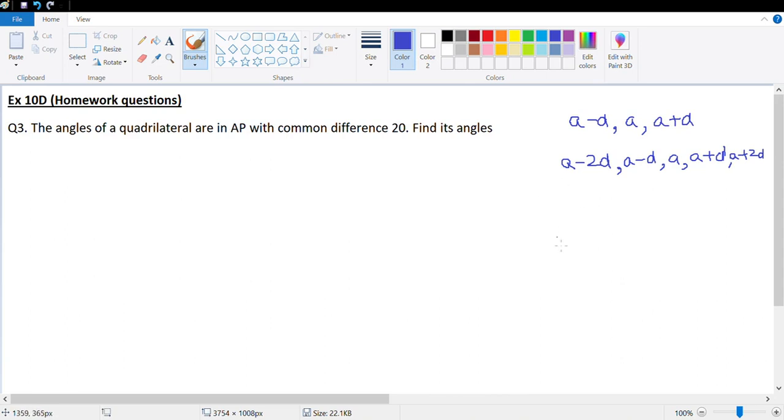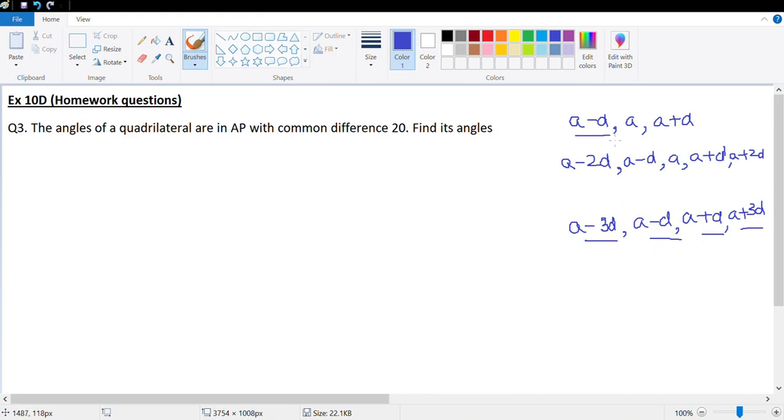Anyway, if you have an even number of terms, you will take it as a minus 3d, a minus d, a plus d and a plus 3d. Again, the logic is when you add these 4 terms, the d part will get cancelled. So you would be able to calculate the value of a directly from here.